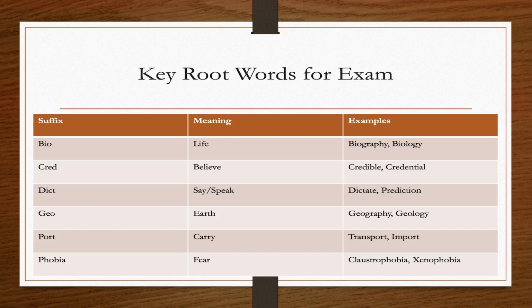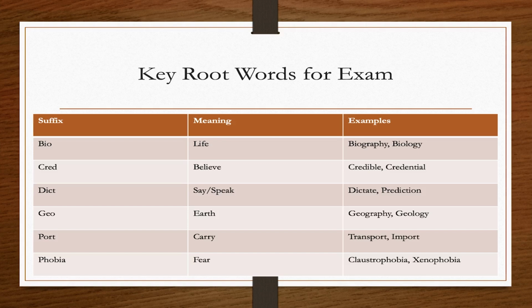Most of these words might be known to you, but the point here is how these words evolve from the same root and how understanding root would help you know the meaning of these words. If you see the next one, it's port, that is to carry: transport, import. And the next is phobia. Phobia is fear of, like claustrophobia. Now, what is claustrophobia? It's a fear of confined spaces.